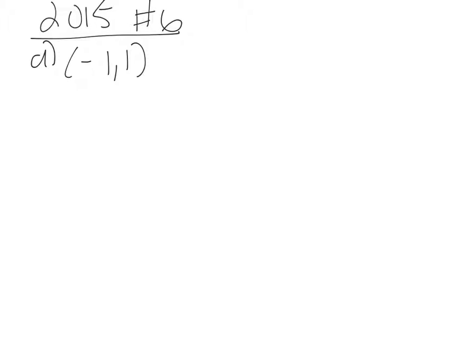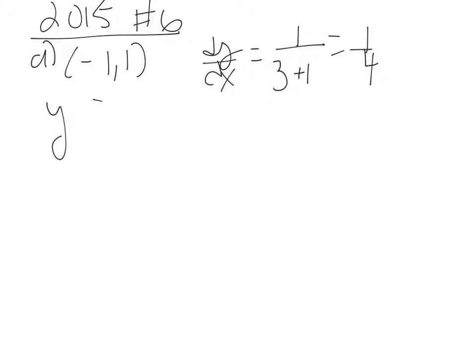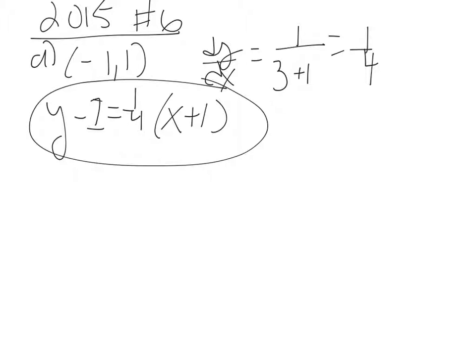So what I need to do is find the slope of the equation. And the way I do that is, remember, the slope of the tangent line is the derivative. So dy/dx evaluated at that point, (-1, 1), will give me the slope of the tangent line, which is 1/4. So my equation is just y minus 1 equals 1/4 times (x plus 1). Okay, that's part A.